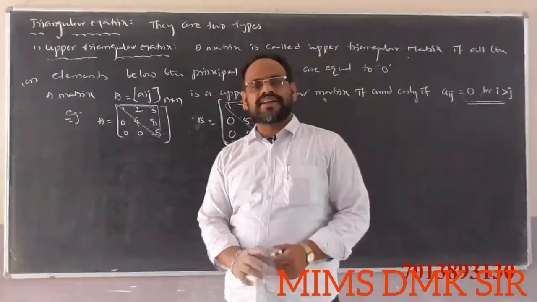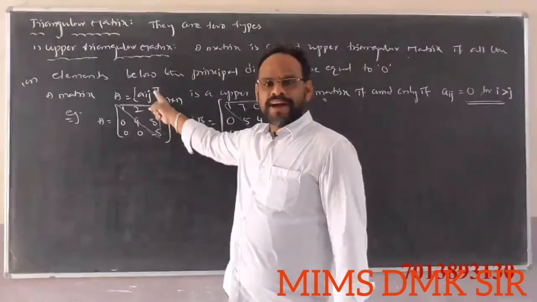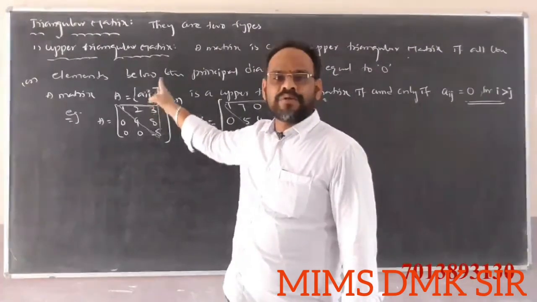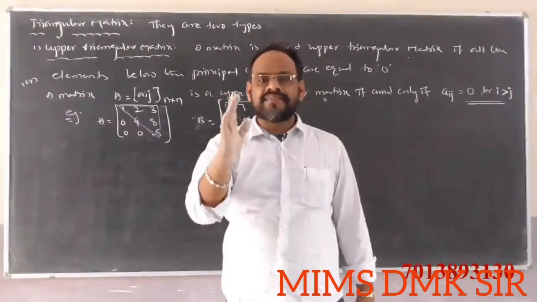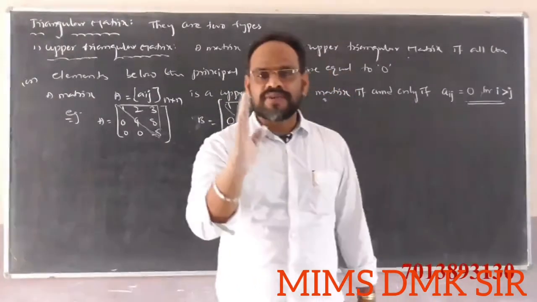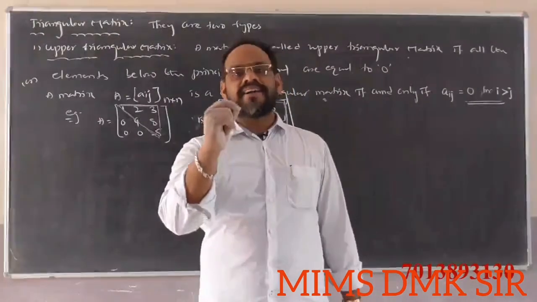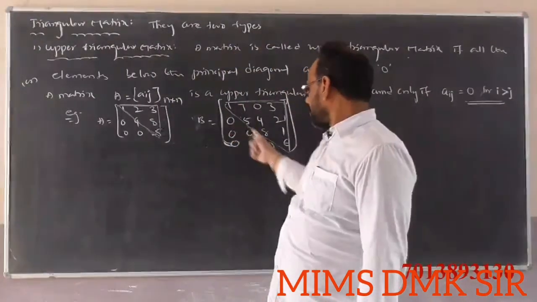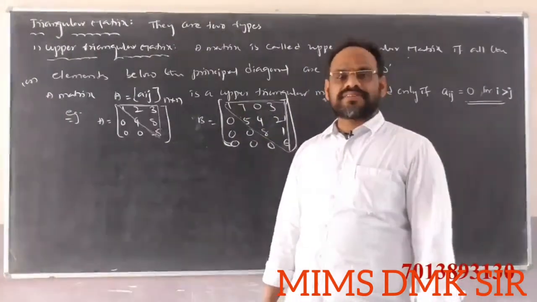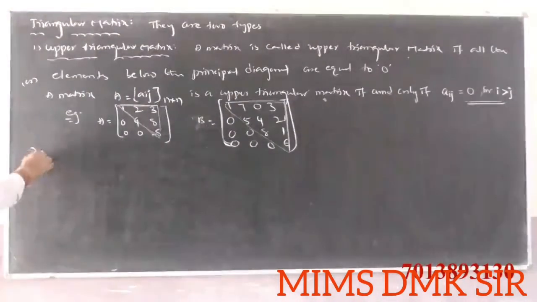Upper triangular matrix. Observe here, the matrix A of order n is an upper triangular matrix if and only if Aij is 0 for i greater than j. Then the matrix is called what? Upper triangular matrix. Observe here, it will form one upper triangle. So this is called what? Upper triangular matrix. Next, the second one is lower triangular matrix.